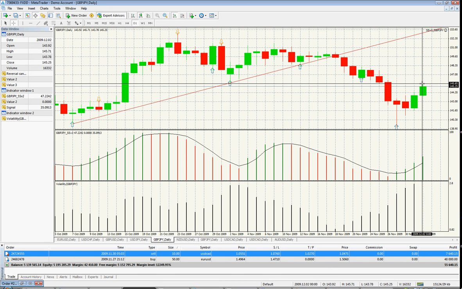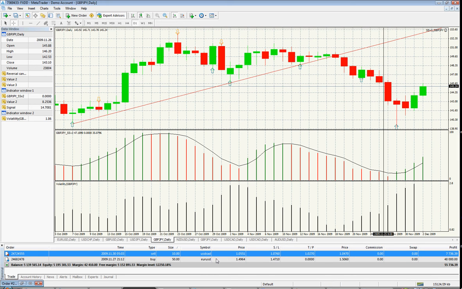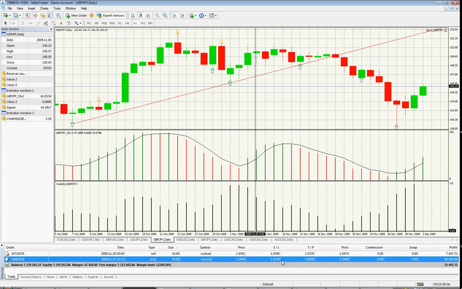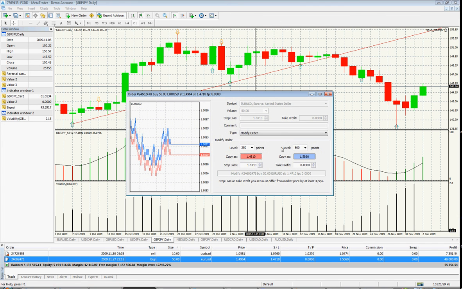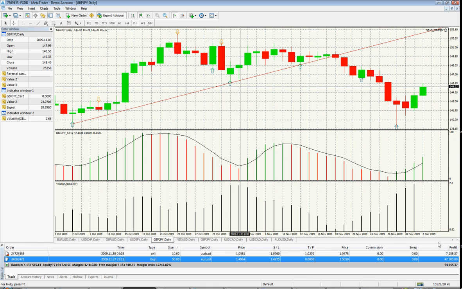What we could do also is take a portion of our position off, leave a portion like I've done here with the euro dollar, move that to break even, and let it go ahead and run, see what happens. I think that's exactly what I'm going to do on this euro dollar here. Take a little bit of profit just in case, and let the rest of it run.